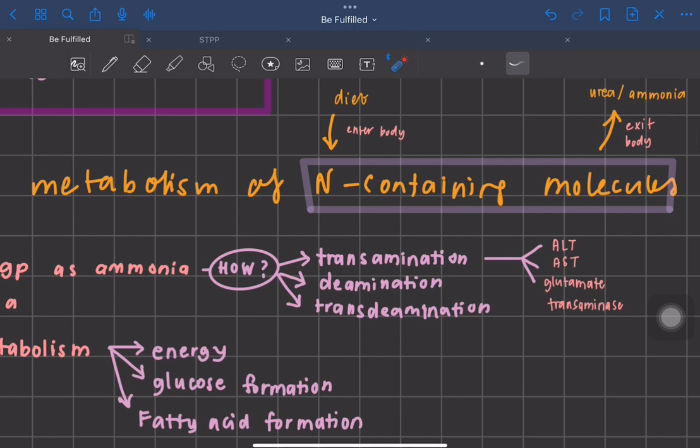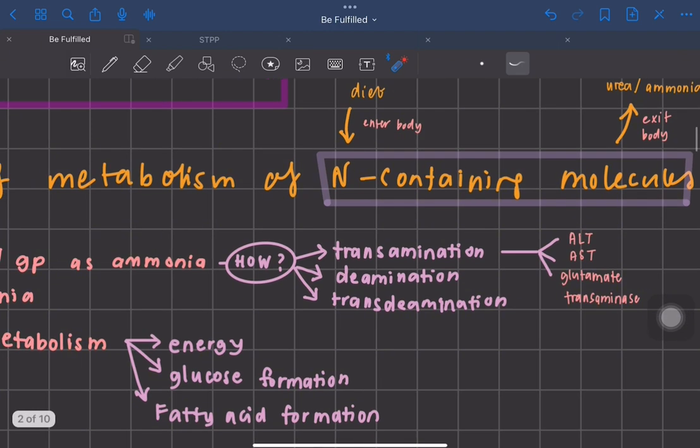Ada three processes. First, transamination. Second, deamination. Third, transdeamination. Transdeamination is basically a combination of the first two. Okay. So transamination ni kita pakai enzim apa? Kita pakai enzim ALT, AST and glutamate transaminase. ALT adalah alanine transaminase, AST aspartate transaminase. The third one glutamate transaminase.